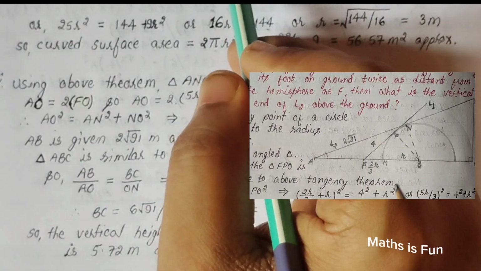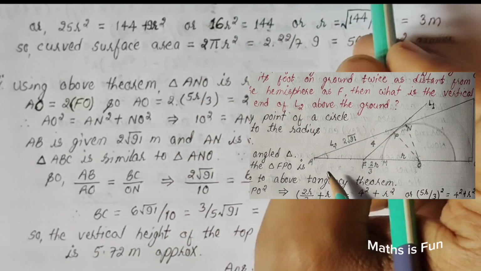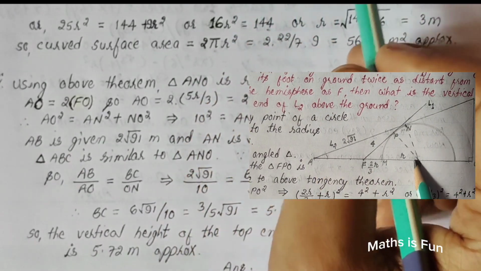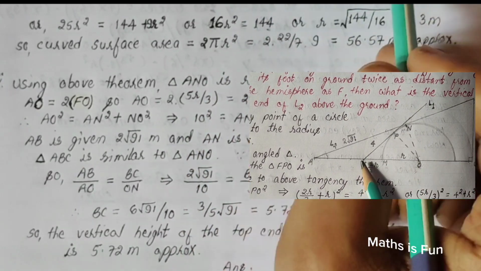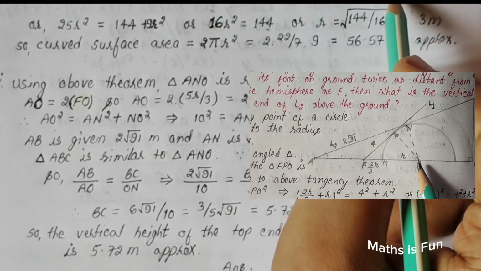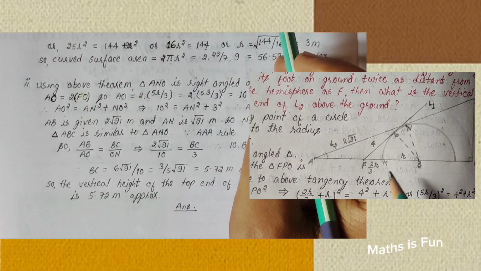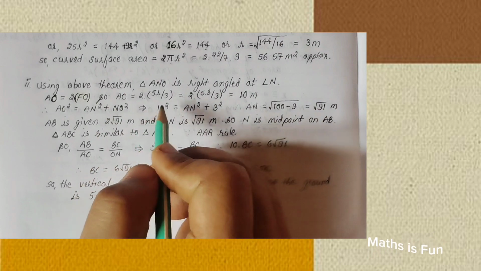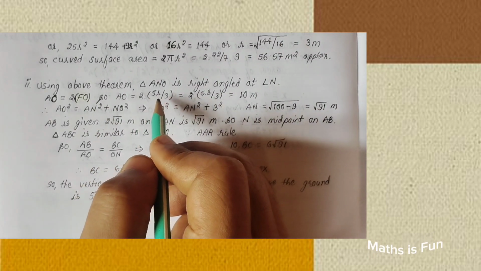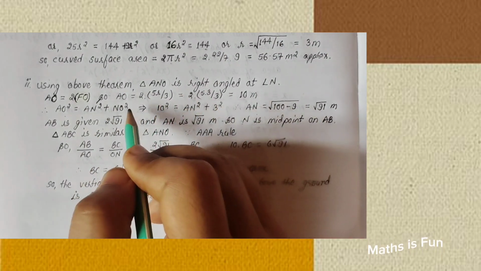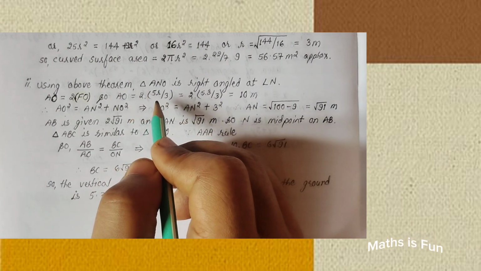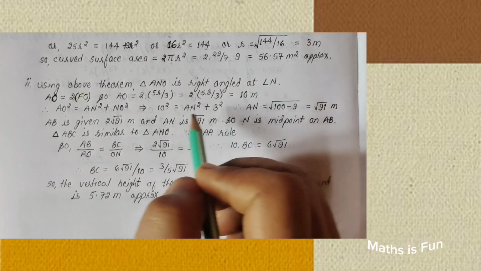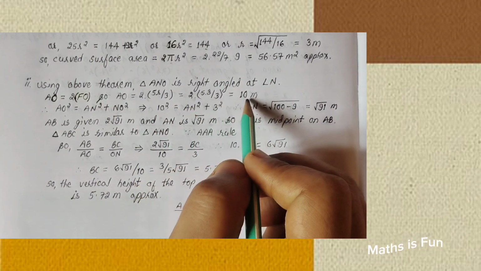But before that we have to find out the length of AO. As I've already told you, AO is 2 times FO. And what is FO? FO we have already seen in the first question. FO was 5/3 of R. So we can put 5/3 of R in place of FO. So AO will be 2 times 5/3 of R, and R we have already found out is 3 meters. So by simplifying this we get 10 meters.